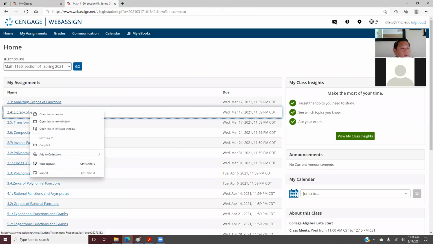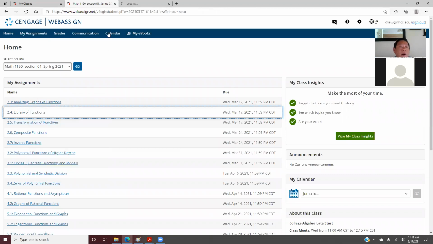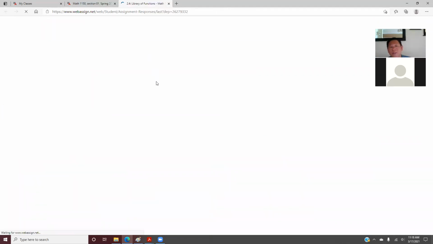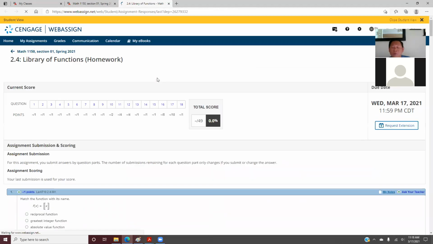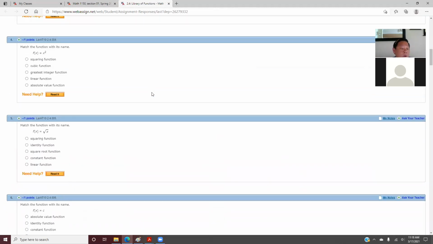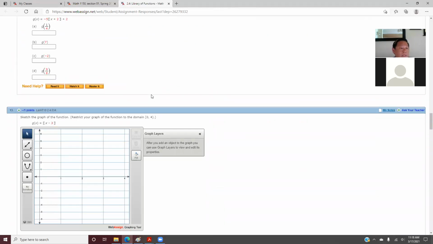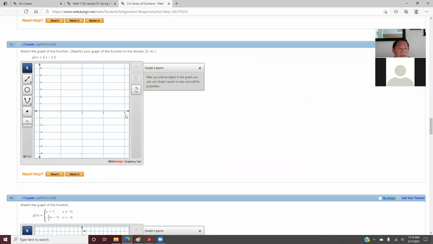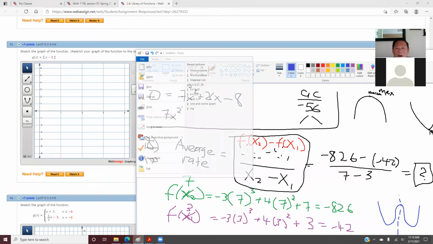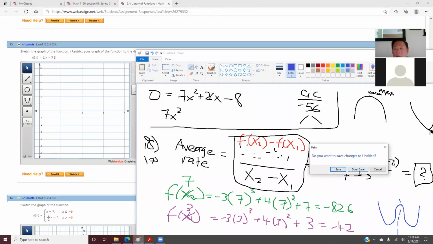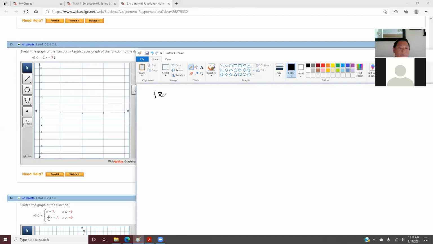2.4. So in 2.4, mostly what we have to think about here is what your graph looks like. So number 13 and number 14, let's kind of figure out what's going on here. Let's take a look at number 13. This is a bit tough. This is what we call a greatest integer. And what is greatest integer in this case?